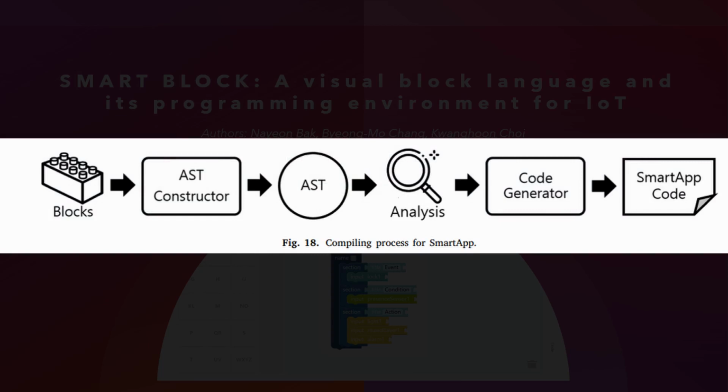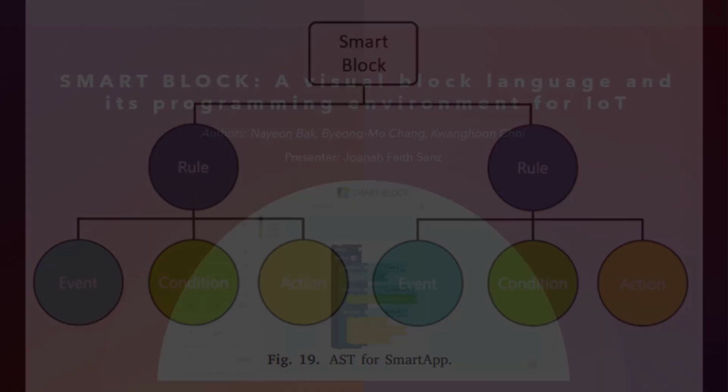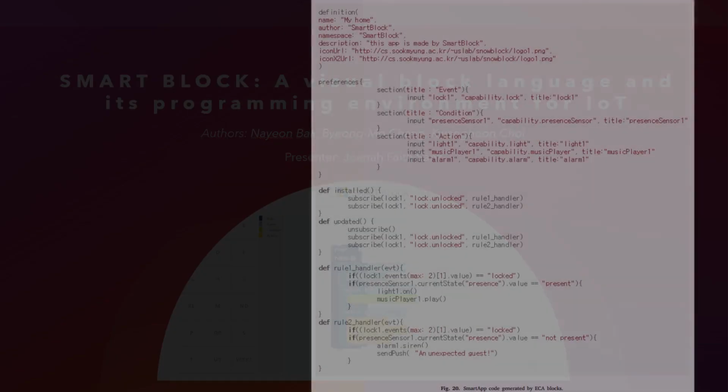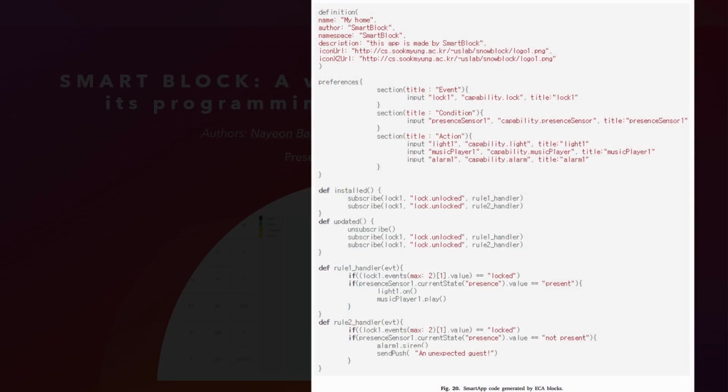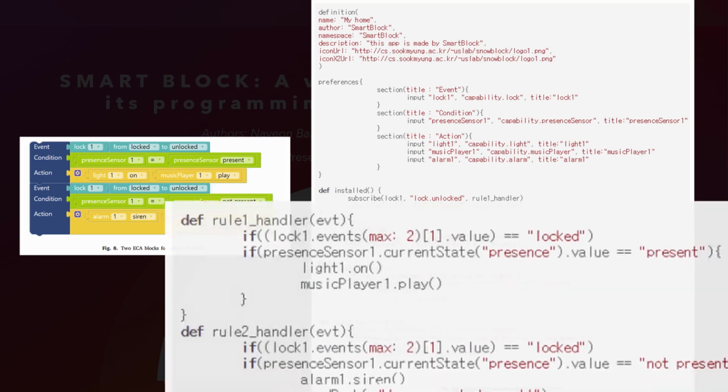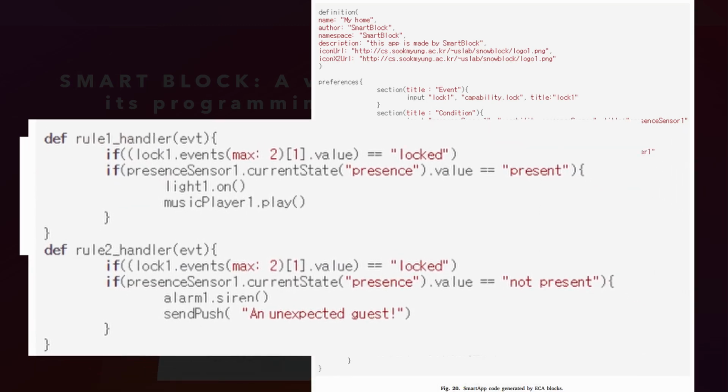Figure 18 shows this compilation process. The AST for the ECA blocks is shown in Figure 19. Figure 20 shows a complete code generation example compiled from the two ECA blocks in Figure 8. The AST of each ECA block compiles to an event handler method, referencing the event, condition, and action nodes in the AST. We can see the two event handlers in the generated code.